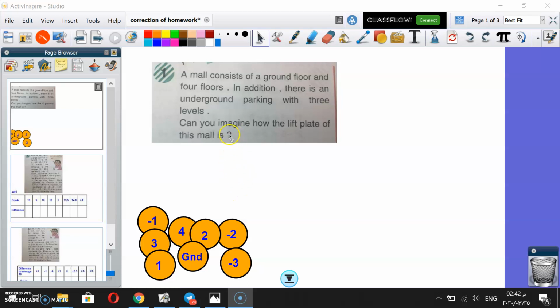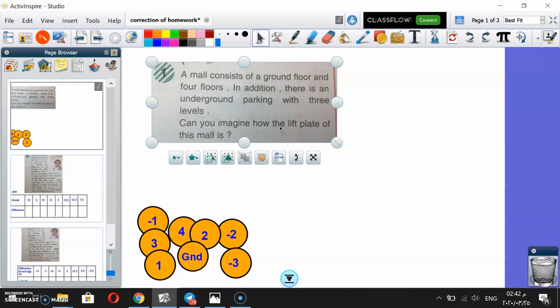So let's start with exercise number 1. A mall consists of a ground floor and 4 floors. In addition, there is an underground parking with 3 levels. Can you imagine how the lift plate of this mall is?